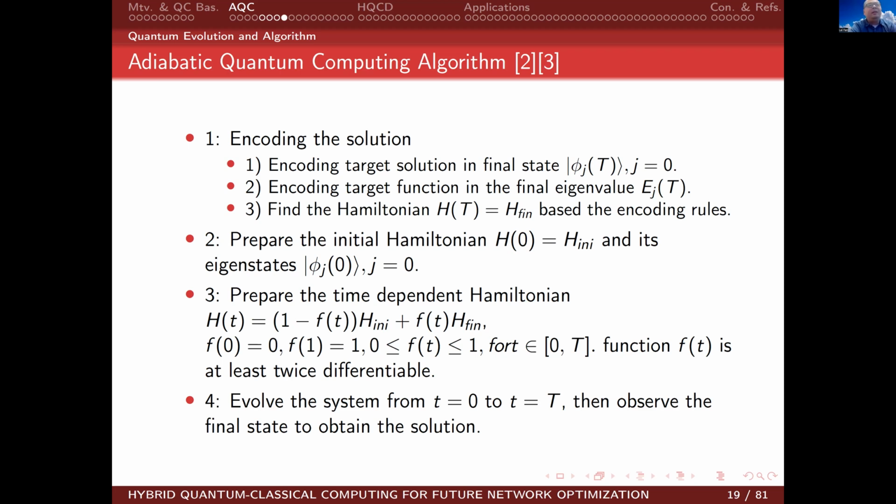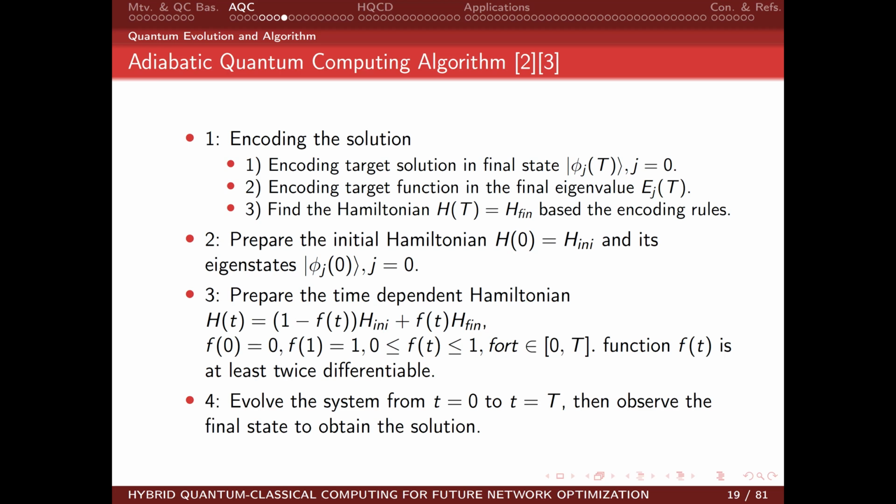In summary, given a classical problem, we first need to know how to encode our target solution on the final state, and how to encode the target function, which describes the classical system, in the final eigenvalue of the quantum system. And we also need to find a Hamiltonian to represent our classical system. Actually, this is the challenging part.